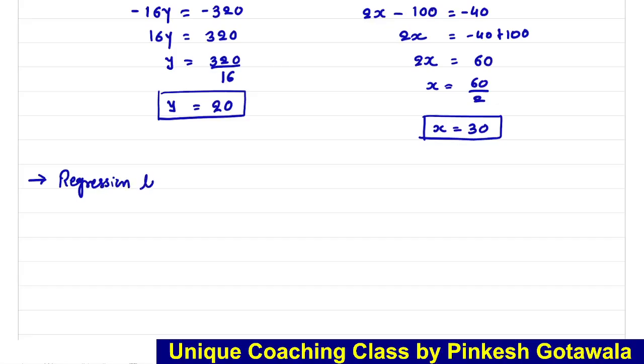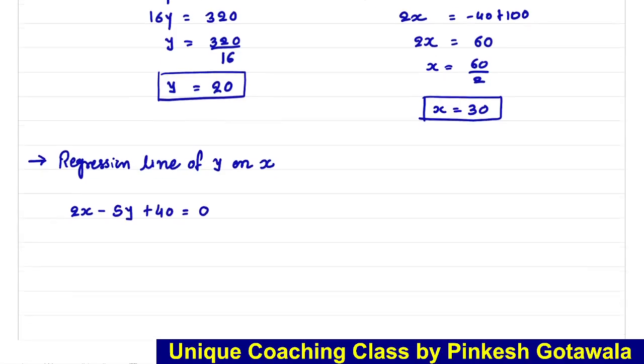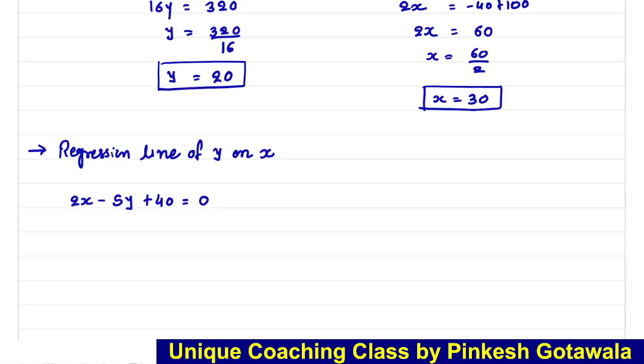Regression line of y on x. Okay, they give 2x minus 5y plus 40 is equal to 0. Now how to convert that? So very simple. Just remember its base form, that is y is equal to a plus byx x.